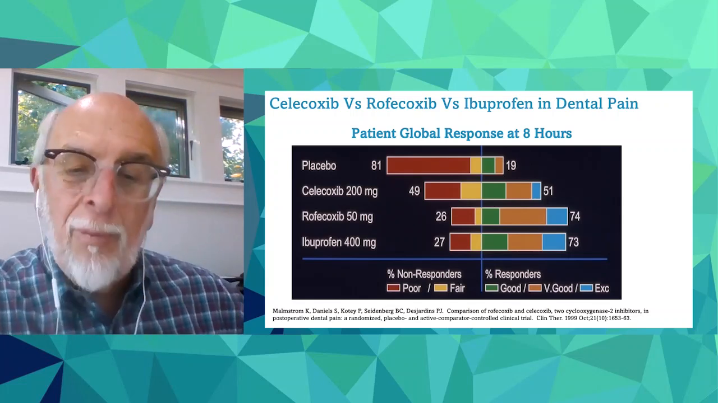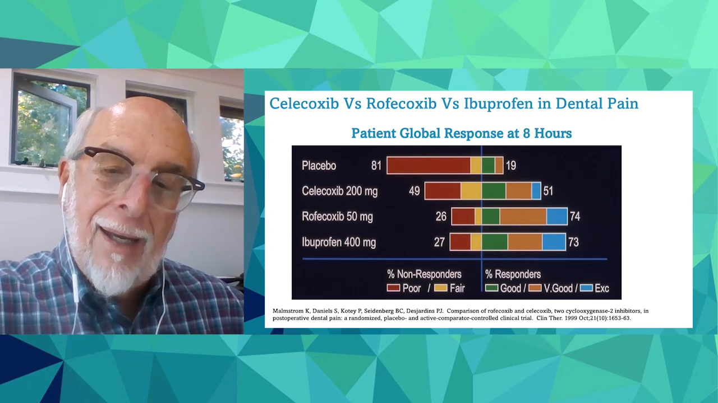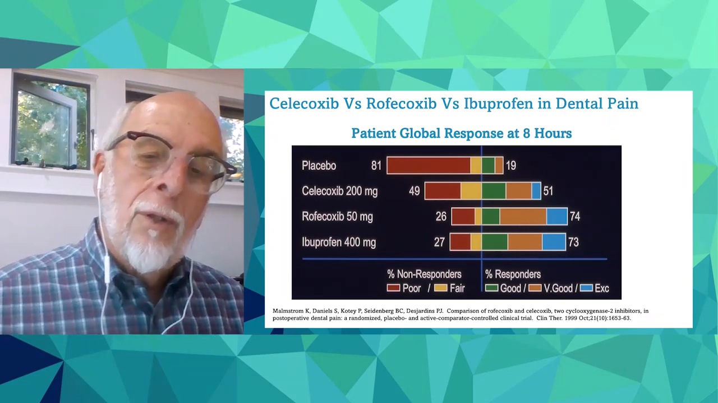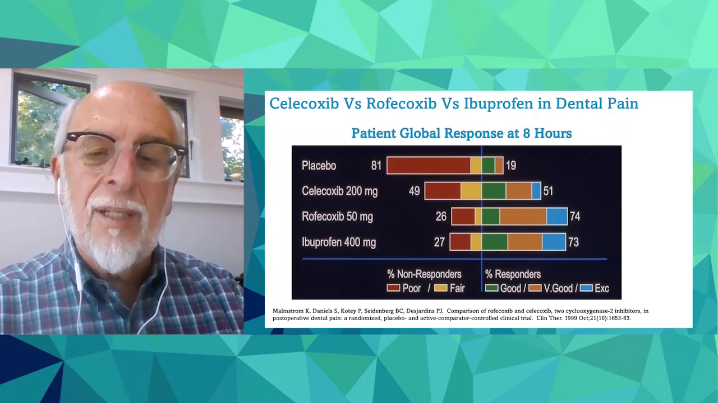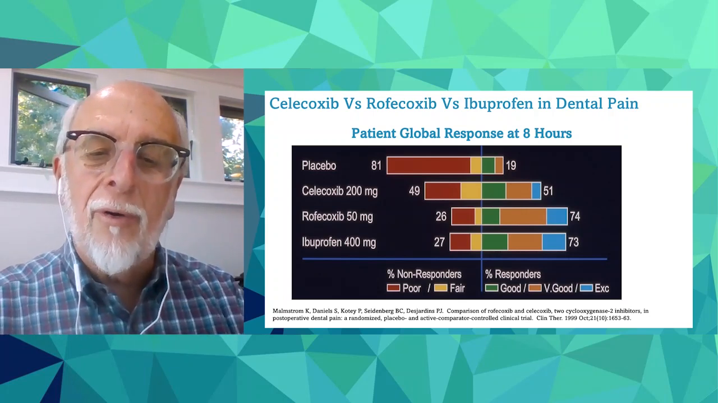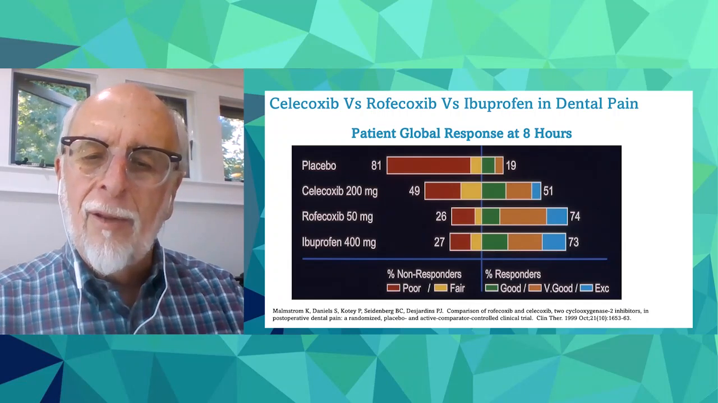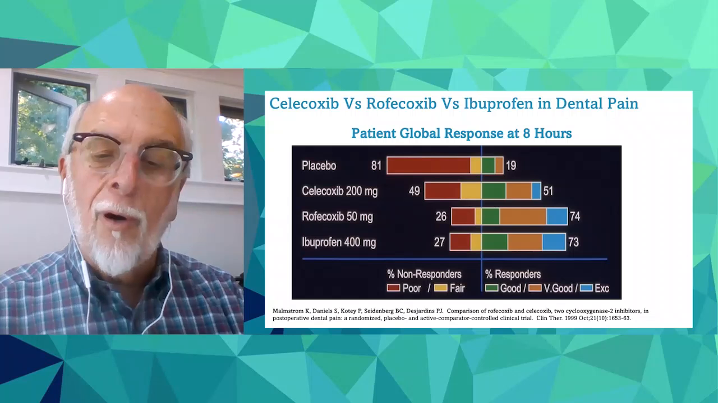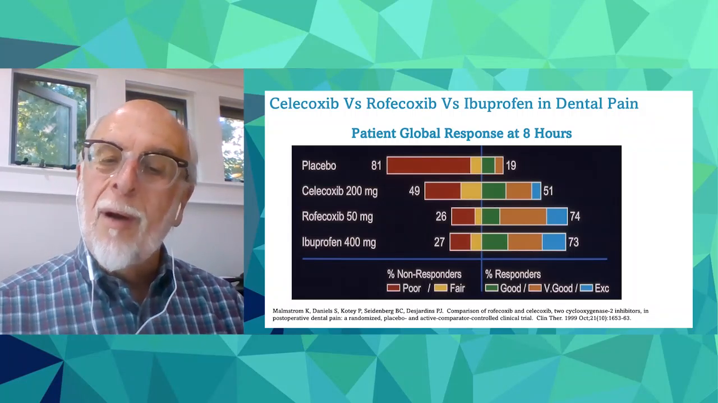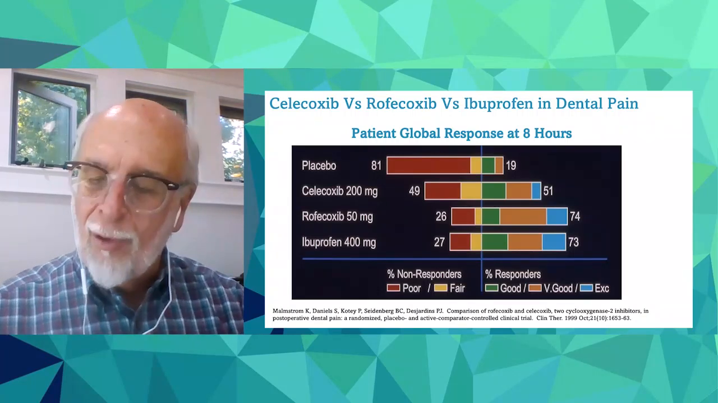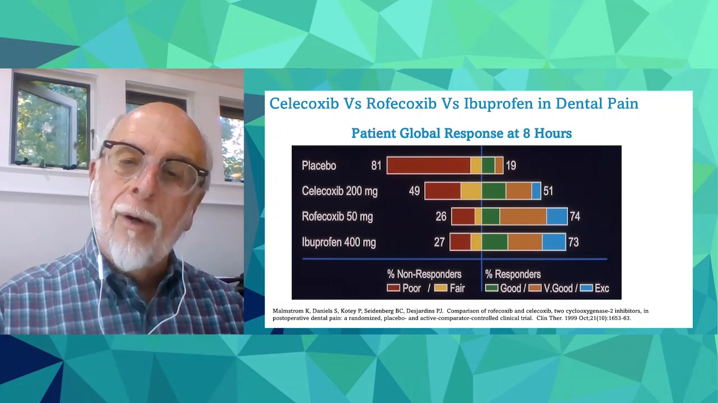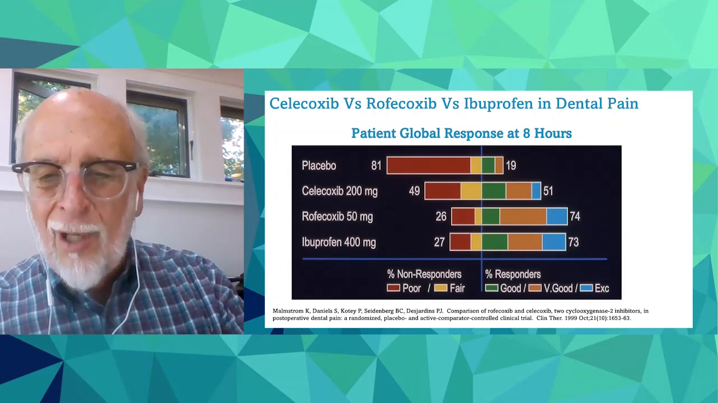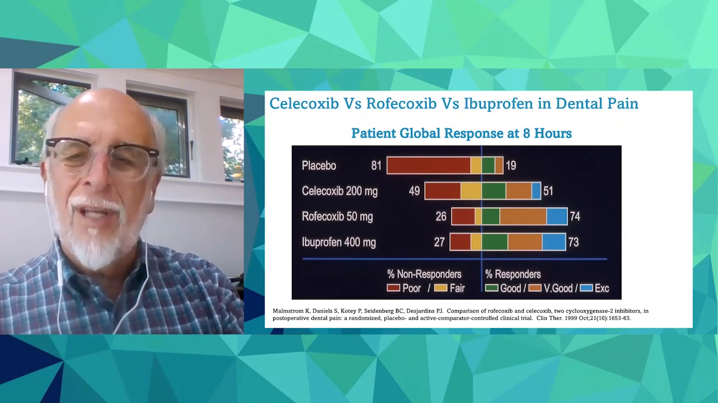There were only about 19% that rated the drug good or very good. And there were none that rated it excellent. When we looked at Celebrex, you could see about 50% of patients were non-responders with this type of pain. The other 51% were a little bit better. And again, rofecoxib and ibuprofen pretty much looked identical, with about 75% in each group, 74 and 73% rated the drug as good, very good, or excellent. Those numbers are pretty characteristic across most dental impaction studies.